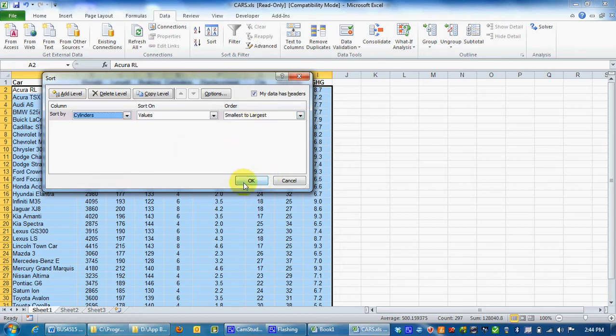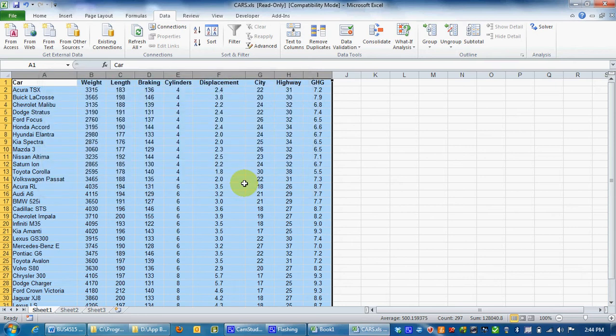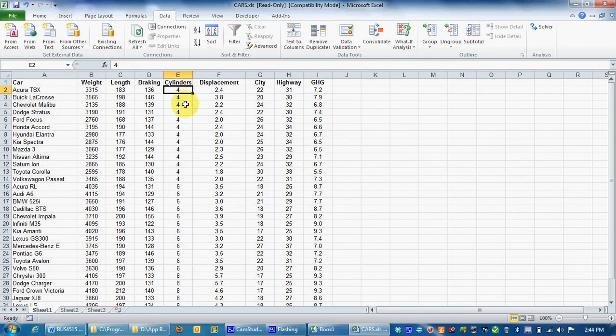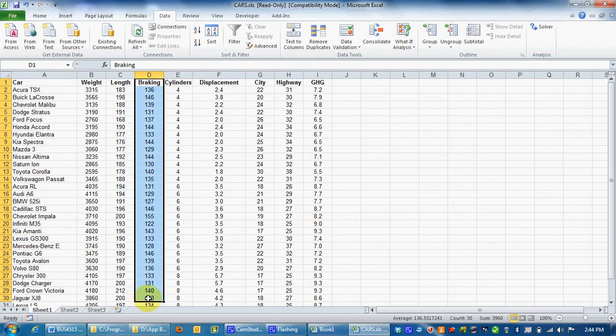Smallest to largest. That'll put the fours at the top. Okay, now you see what it did? It put all the four-cylinder cars at the top, right above all of the six-cylinder cars. And let's remember, we're not doing any statistical analysis on the cylinders. That's just how we're organizing the data. The actual statistical analysis will be done on braking. Okay, important thing to remember.